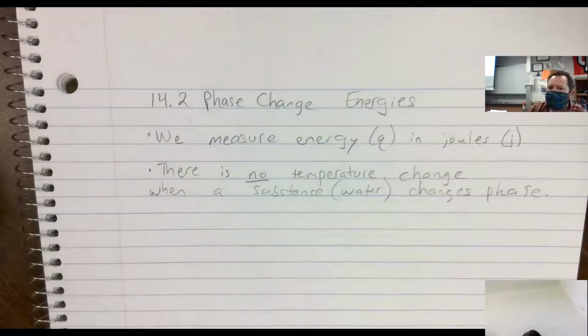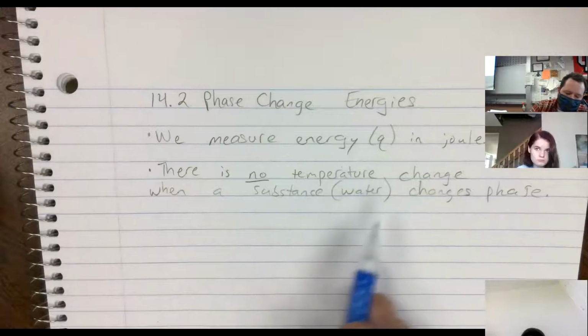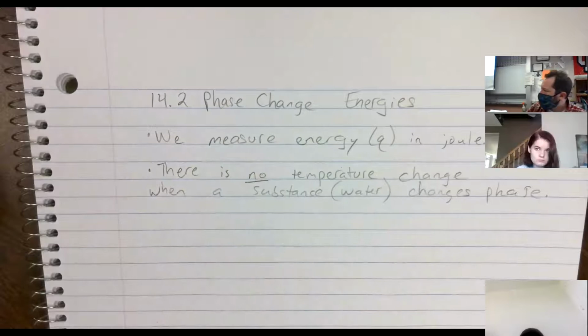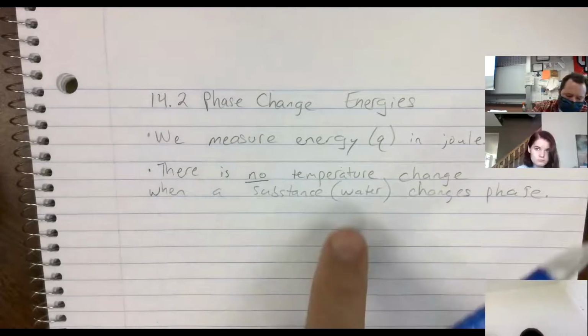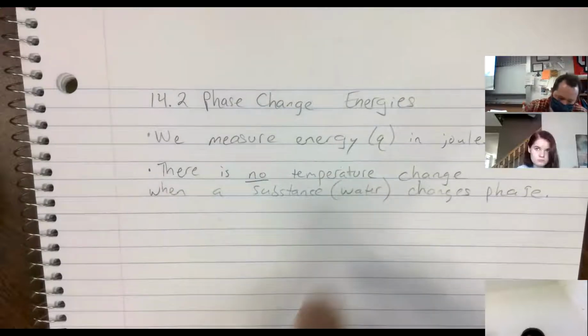So really, really important for this chapter, because we will get to temperature changes, but when we're doing a phase change, there is no temperature change. Your substance, now it's often going to be water. We use water a lot, but it doesn't have to be water. In fact, I think in your homework tonight, you get a question with aluminum in it, and a question with carbon dioxide in it. So it doesn't have to be water, but we usually use water.